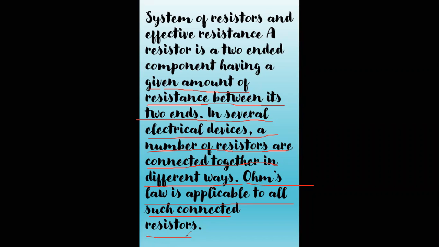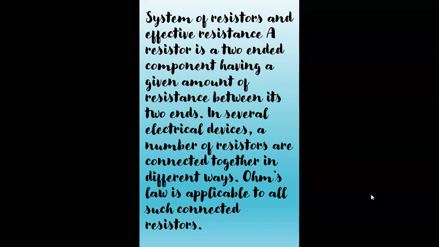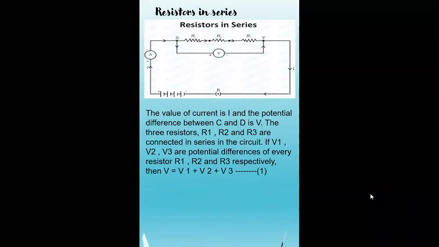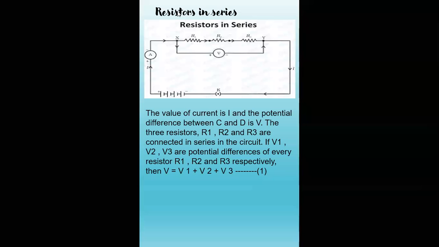So when all these resistances are connected together, they are connected in two forms. One is known as series, the second one is known as parallel. Now resistors in series: here you can see in the diagram there are three resistances, that is R1, R2 and R3, connected in the same line, and both ends are connected with the voltmeter.